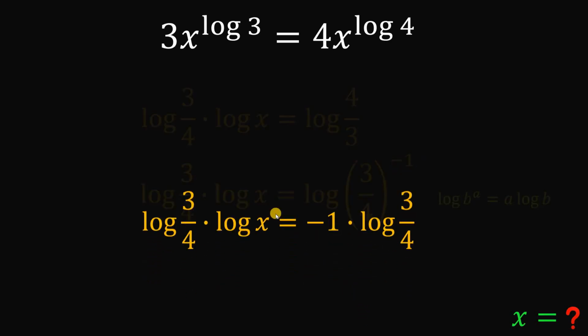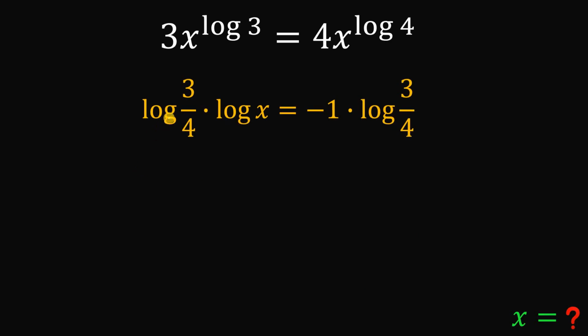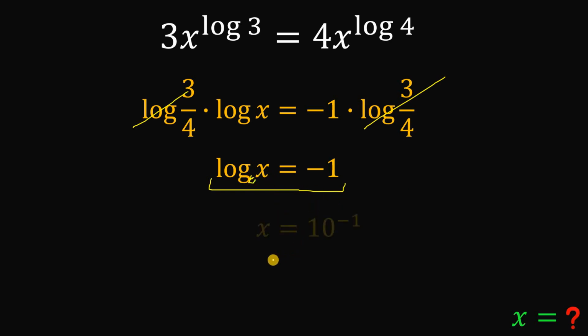And now, what we're going to do is to divide both sides by logarithm of 3 over 4. This is just equal to 1. Alright? Therefore, the resulting equation is just logarithm of x equals negative 1. And we can rewrite this logarithmic equation into an exponential equation. Take note, when we don't see any base, the base is just 10. Therefore, we can say that x equals 10 raised to the power of negative 1.